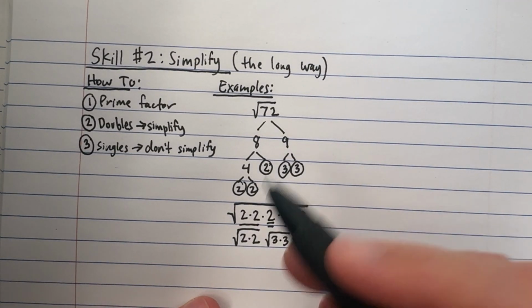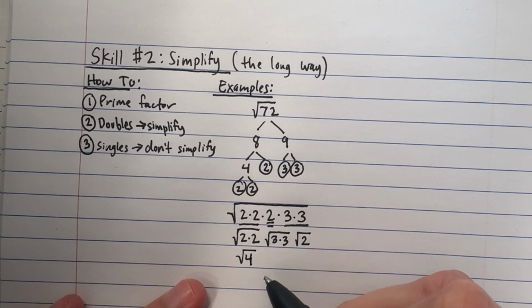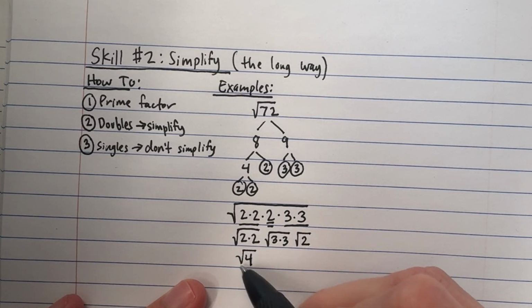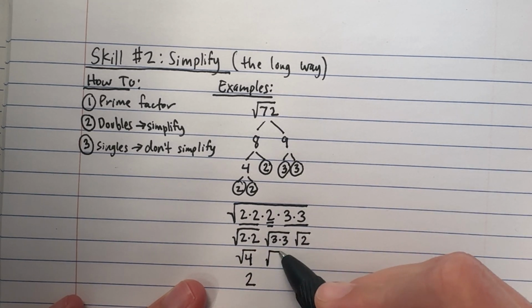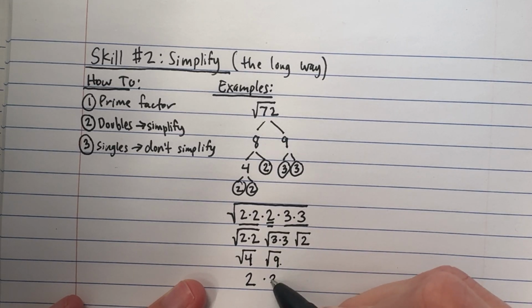Okay, so now let's see what happens. Look, 2 times 2 is 4. What's the square root of 4? Because look, 4 is a perfect square. So the square root of 4 is just the number 2. So all of this just became the number 2. This is, 3 times 3 is 9. 9 is a perfect square. The square root of 9 is 3.